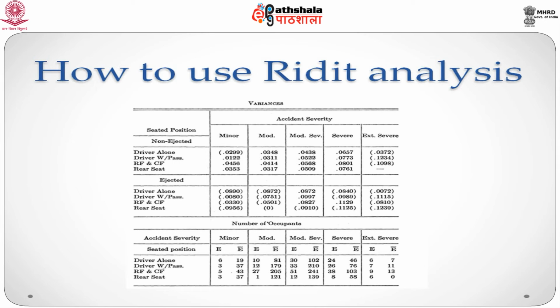Now note that the average ridits have a probability interpretation. It is the estimate of the chance that an individual in a given class is worse off than an individual in the reference class. For example, the average ridit for drivers with passengers who are not ejected in moderately severe accidents is 0.27. This means that the probability that an individual in the above class will experience an injury worse than the individual in the reference class is estimated as 0.27.